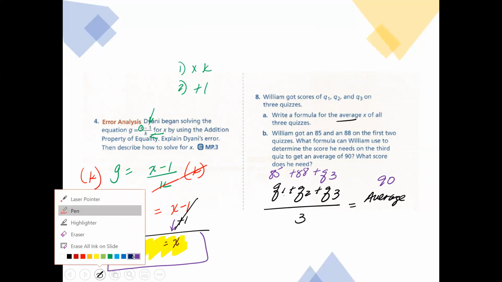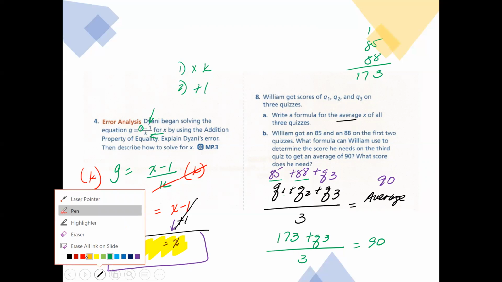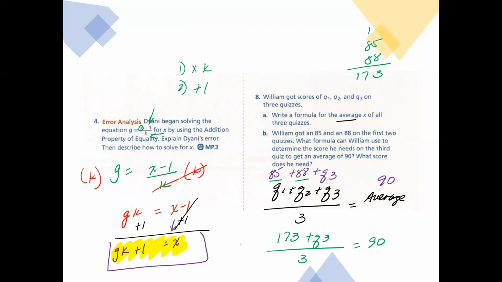Now, before I attempt to move a few things around, I want to combine like terms. I have an 85 and an 88. Let's add those together. Carry the 1, 16, 17. So I have 173 plus the 3rd quiz that I don't know what he has equals 90. My goal is to get Q3 by itself. So in order to do that, I want to get rid of the 3. Opposite of a divided by 3 is a times by 3. So then 3 cancels. 90 times 3 is 270.